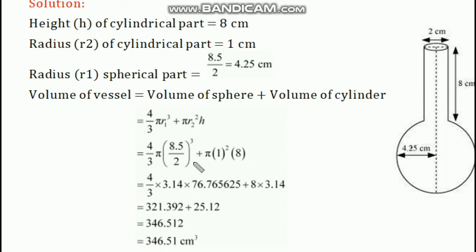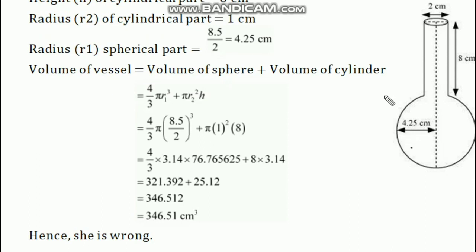Then substitute the values in the given formula. So finally we got the answer as 346.51 centimeter cube. But the child got the volume of the solid as 345 centimeter cube. So the child's answer is wrong. The volume of the vessel is 346.51 centimeter cube.